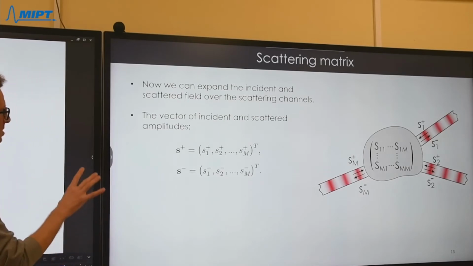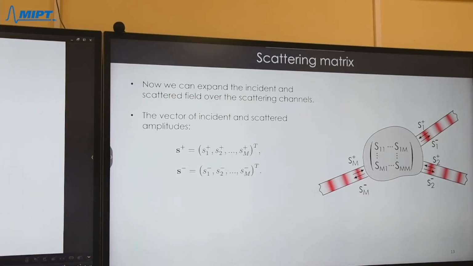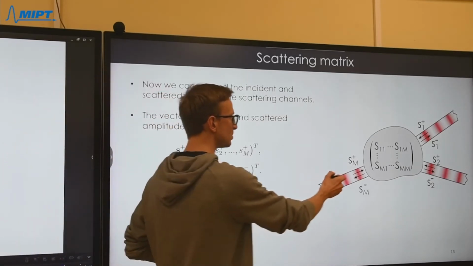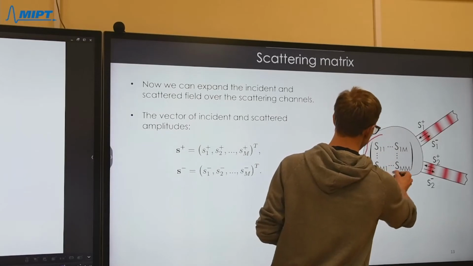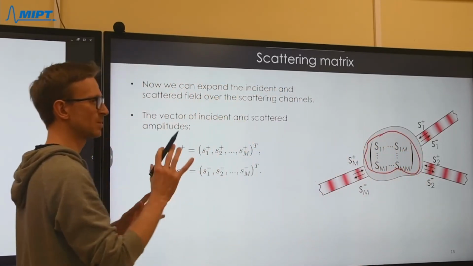So this I think I should have placed it a couple slides ago. Sorry for the confusion, but now my presentation talks about actually expanding the fields into scattering channels. So we have expanded the fields already, the incident and outgoing fields. We do not expand the fields inside the structure. We basically don't know what happens inside the structure. This is a black box for us.